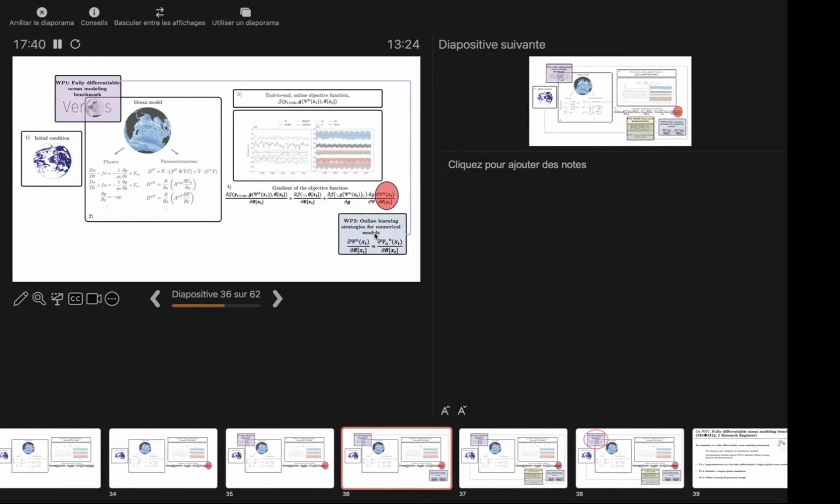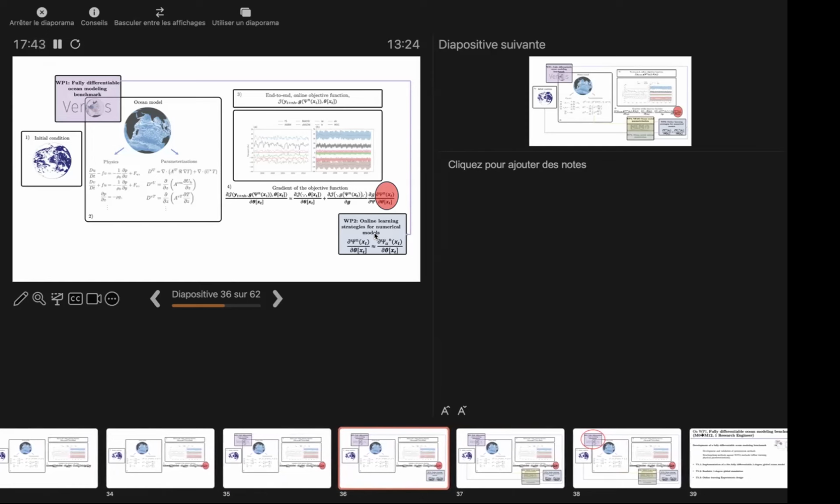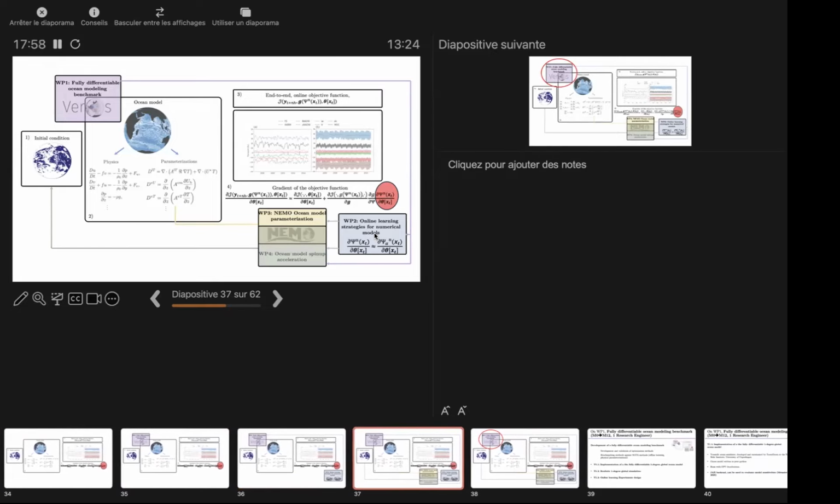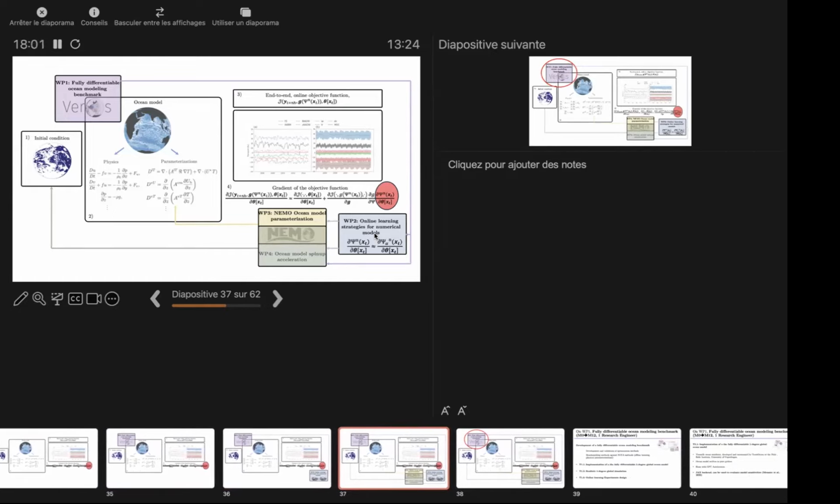And once we develop this fully differentiable ocean modeling benchmark, we will use it in work package number 2 in order to derive online learning strategies for actual numerical models that lack differentiable programming capabilities. The algorithms that come out of this work package will be used in work package number 3 and work package number 4 on NEMO, for tuning of NEMO parameterizations, and also for spin-up acceleration of the ocean model.